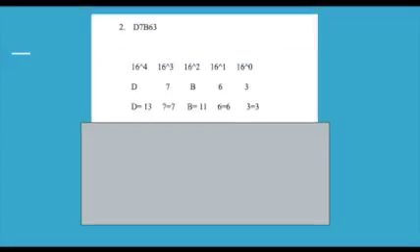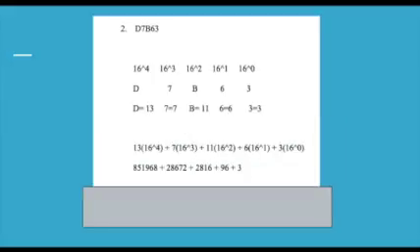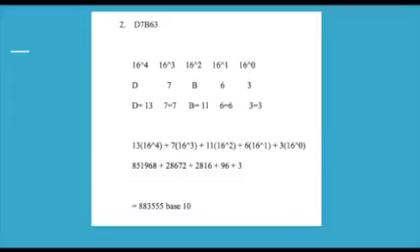So let's go over this problem too together. D7B63. First, transfer the letters into numbers: D equals 13, 7 is 7, B is 11, 6 is 6, 3 is 3. Then write them out, and multiply each one by 16, raising the power gradually from right to left. So 16 to the 0, 16 to the 1, 16 to the 2, 16 to the 3, 16 to the 4, and so on. Add them all together, and your number should be 883,555 base 10.